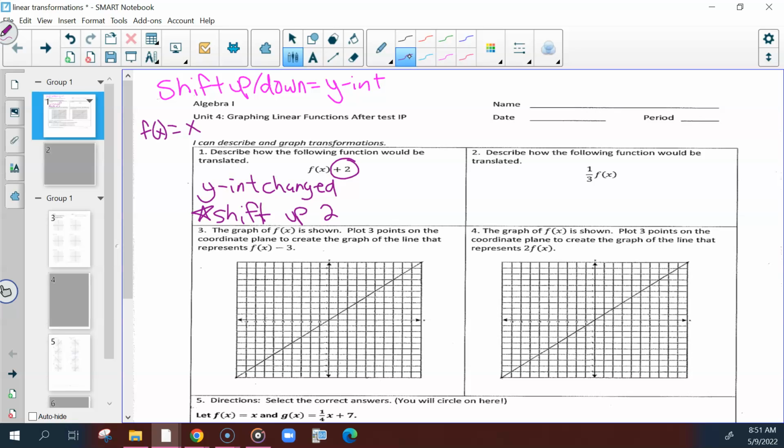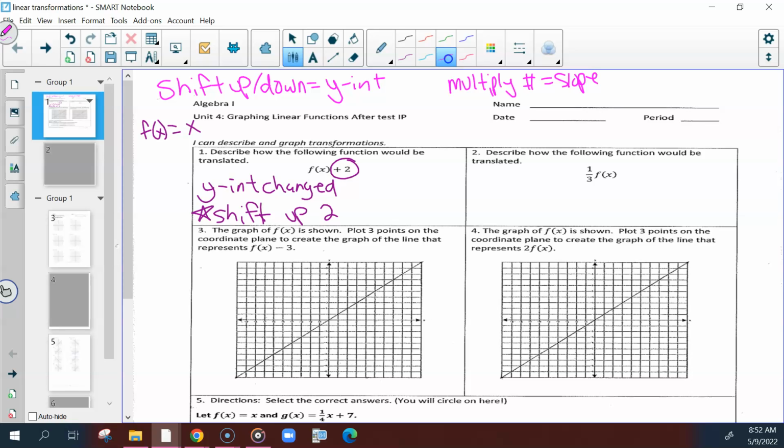For number 2, anytime we are multiplying a number to the function, that is changing your slope. So I'm going to write that up here. And since we are always comparing it to this original f of x equals x, we're comparing the slope of 1 to whatever the slope may be now. Multiply by a number. I just put number because it could be whatever number.